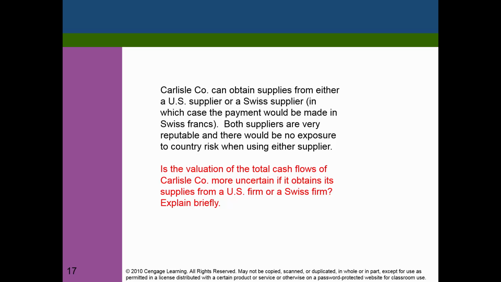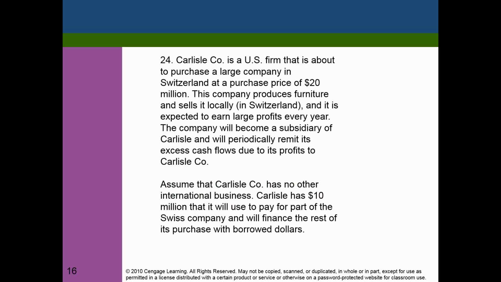Okay. Now, Carly's can obtain supplies from either a US supplier or a Swiss supplier. Both suppliers are very reputable and there would be no exposure to country risk when using either supplier. Is the valuation of the total cash flows more uncertain if it obtains supplies from a US firm or a Swiss firm? Okay. So let's go back to the question.